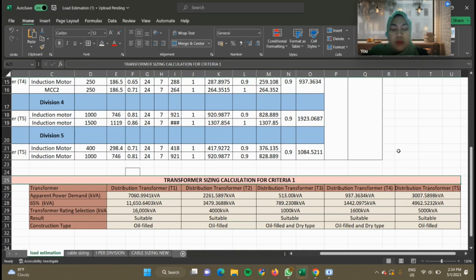1,600 kVA with a total maximum demand of 937.3634 kVA for transformer 4, and 5000 kVA with a total maximum demand of 3007.5898 kVA for transformer 5. The transformer ratings are also displayed in this table.